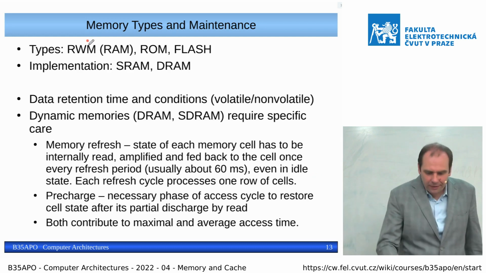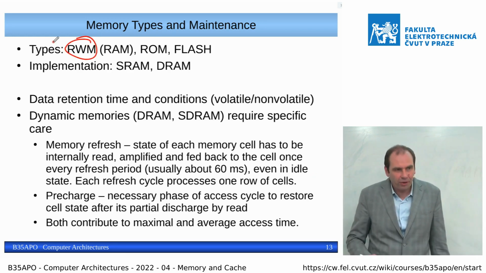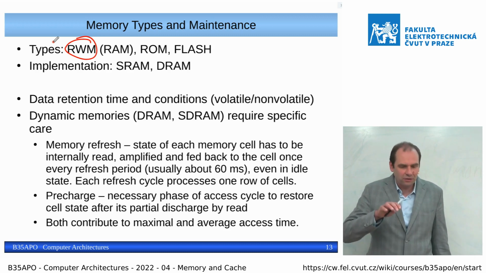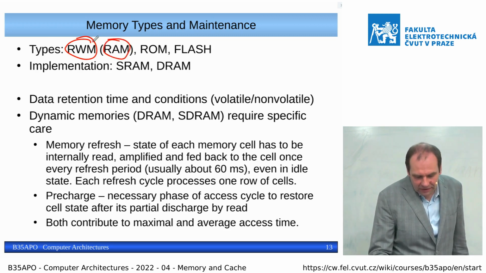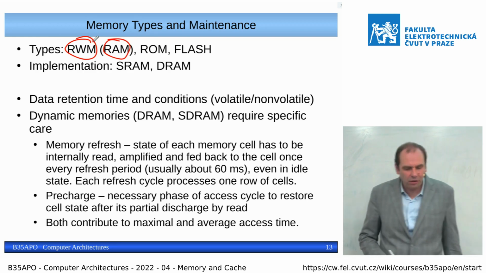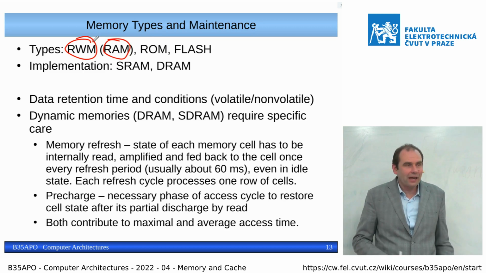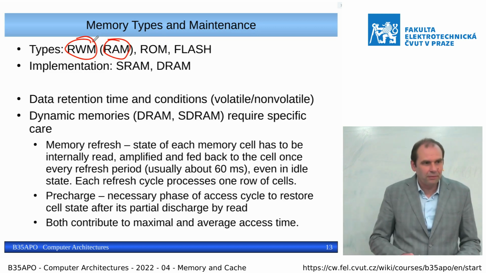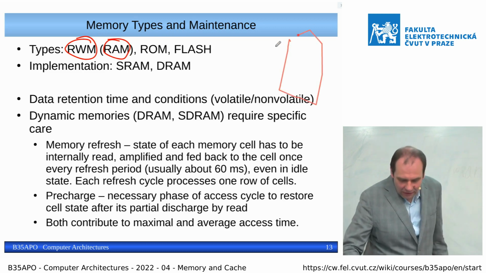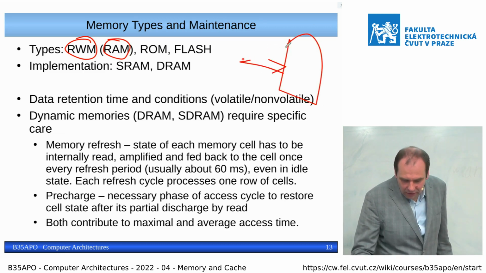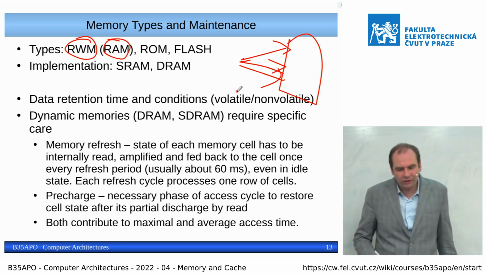We will speak today most of the time about read-write memory. This is the memory where we can store data and read it back. This is usually called random access memory. This has nothing to do with random values inside the memory. It informs that we can select any address which we want for the next access.